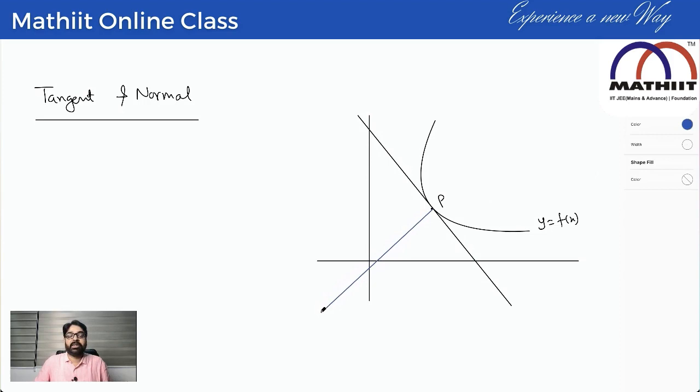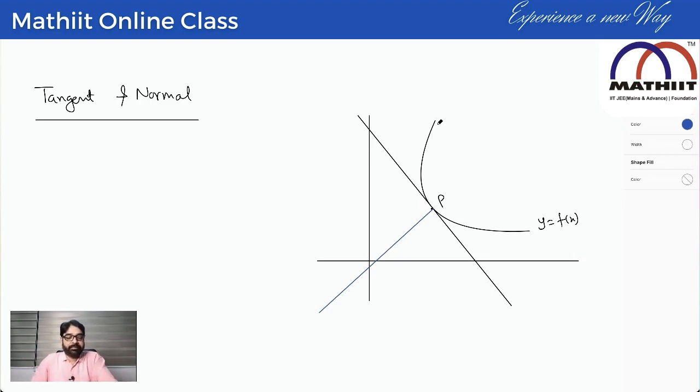First misconception you have to clear, I mean, understand. Normal cannot be drawn directly. Normal is always drawn after drawing the tangent. A normal at any point to any curve cannot be drawn directly. First we have to draw the tangent, then only can we draw the normal. This is the first rule.